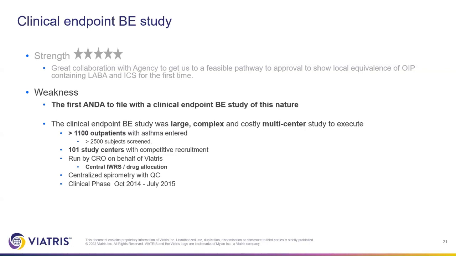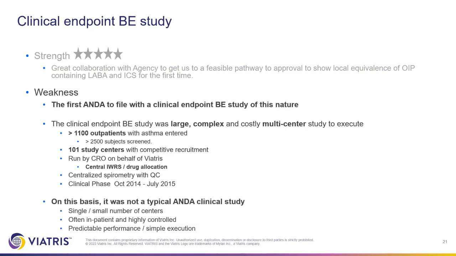And this sort of thing is kind of run of the mill for innovator phase 2, phase 3 studies, much less so in the generics area. We did have centralized spirometry, and so we had overread, we had the same equipment at every site, we had the same training applied to the technicians at every site, and with that it took us 9 months to execute the study, which I thought was pretty good.